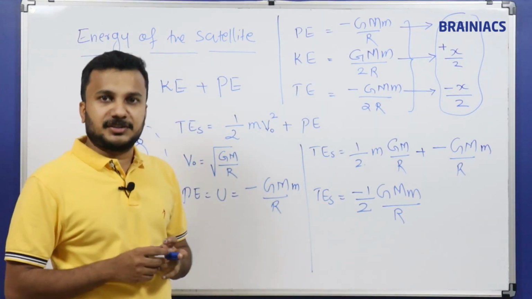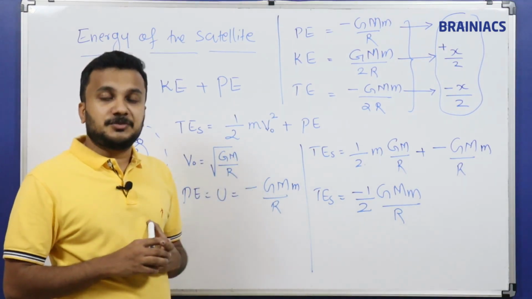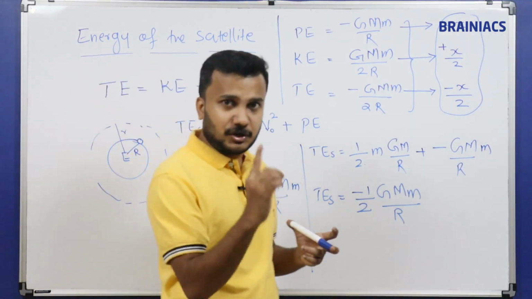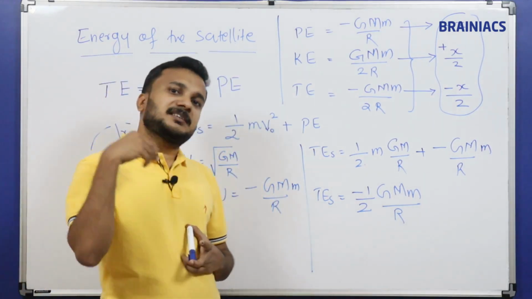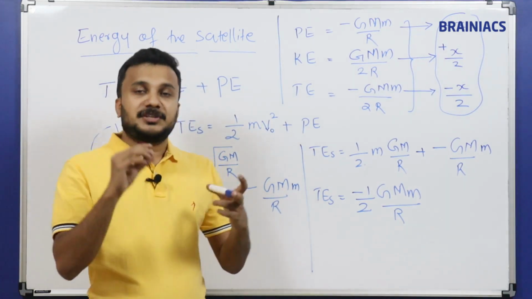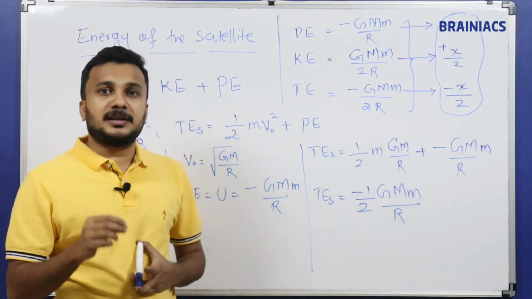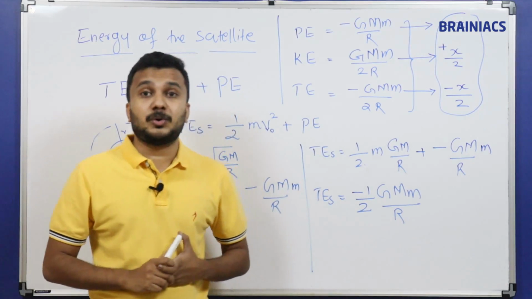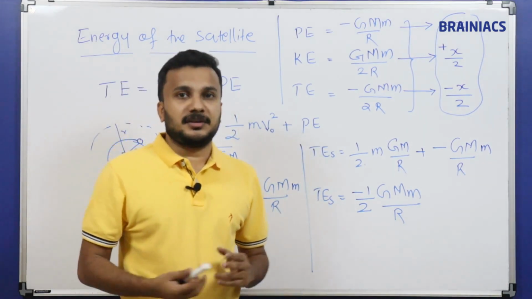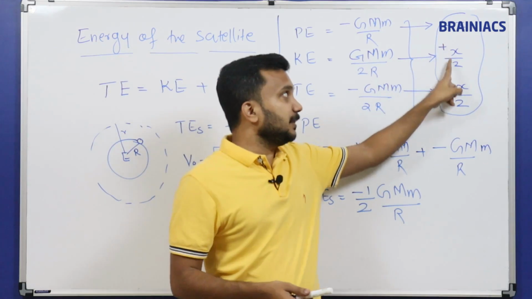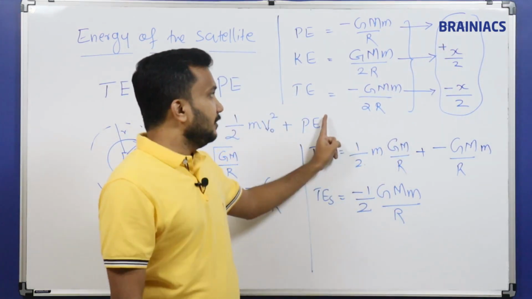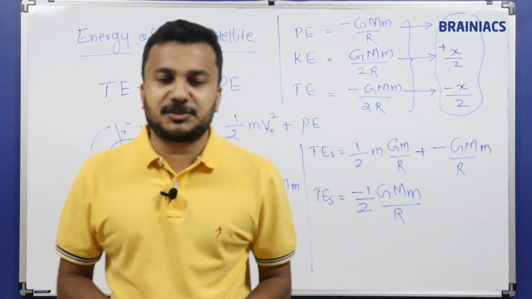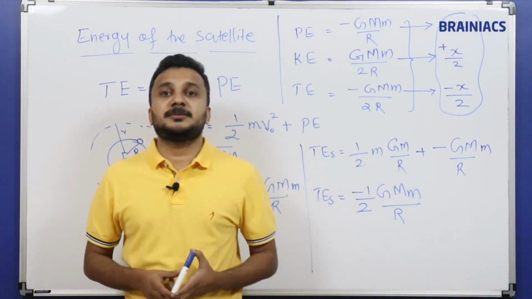I will put another question. For example, the kinetic energy of a satellite which is revolving around the earth very close to the earth surface. They will say very close to the earth surface means the distance from the earth surface can be neglected. The kinetic energy is equal to 100 joule. Then what is the total energy? If kinetic energy is 100 joule, then plus x by 2 is 100. Total energy is minus x by 2, so plus x by 2 is 100, then minus x by 2 is minus 100 joule. So the answer is minus 100 joule.